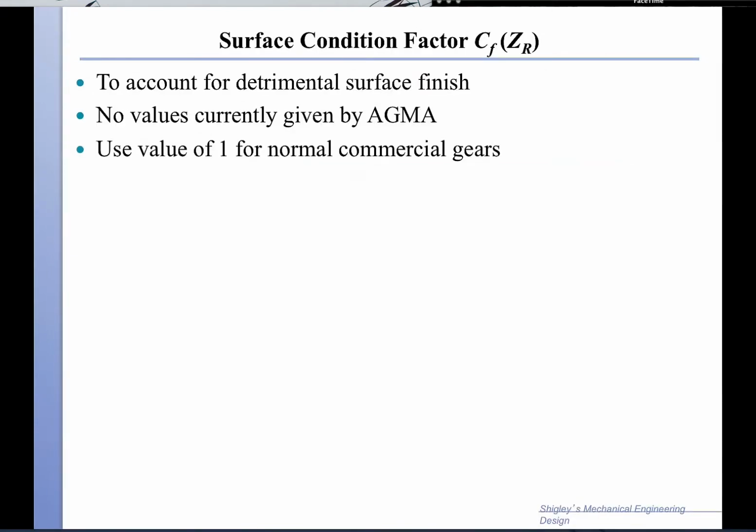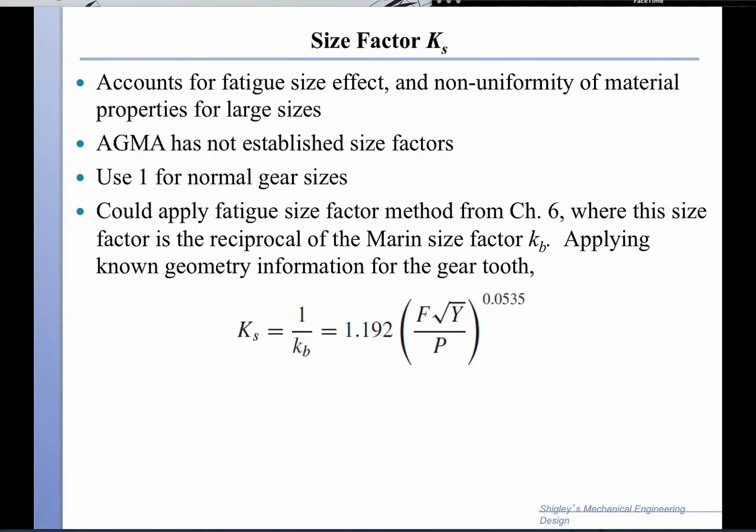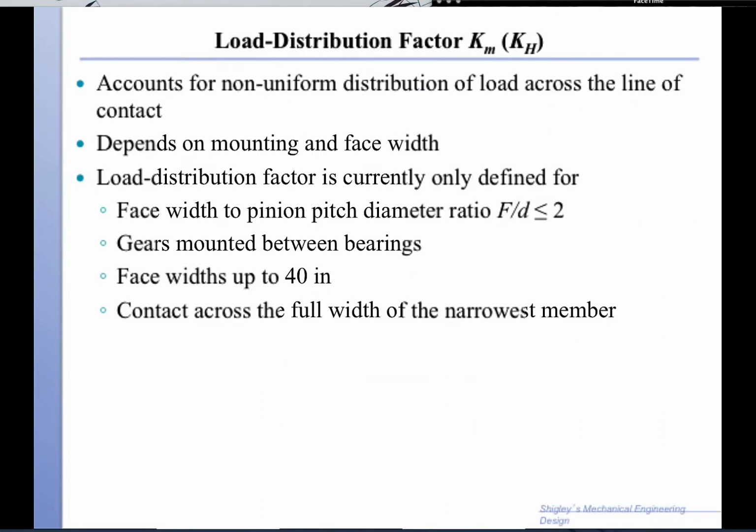Surface condition factor accounts for any detrimental effects on surface finish, and we don't have values for AGMA. So usually we use 1, but there might be specific cases in your design where you have to find it exactly. The size factor is the inverse of the Marin factor B, and is given in a formula here. So it's very much related to the fatigue Marin size factor K sub B that we talked about before.